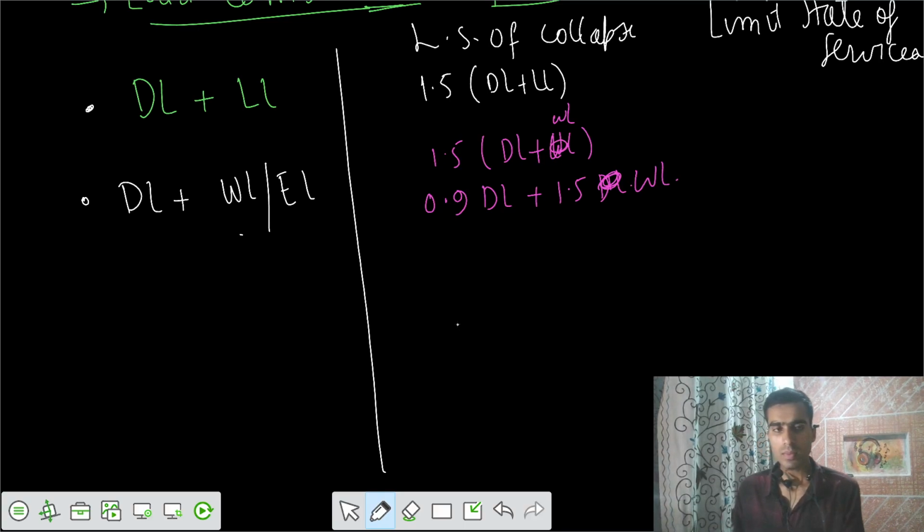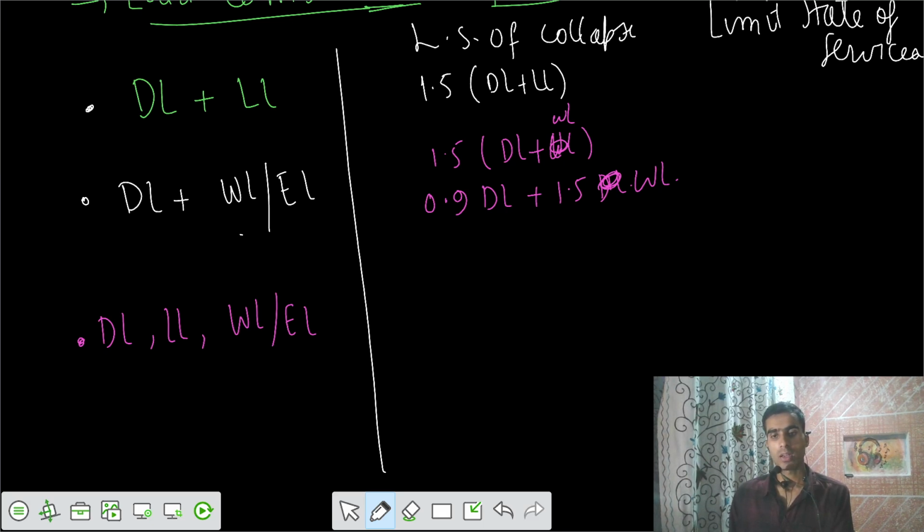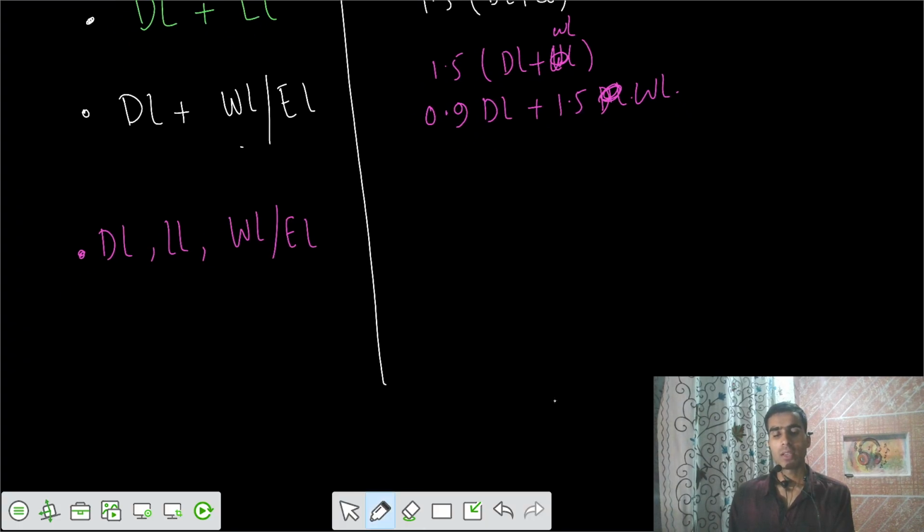Okay. And the third combination is that if there is dead load, live load, and also wind load, sometimes there might be earthquake load also. If all those three are there, the probability of all those different loads arising together is lesser. So we have this factor of only 1.2 times. So the partial safety factor for loads is only 1.2 for dead load plus live load plus wind load.